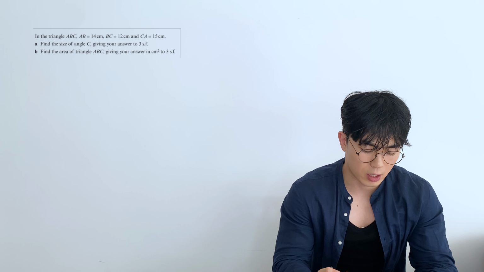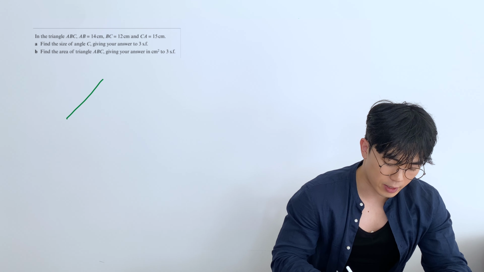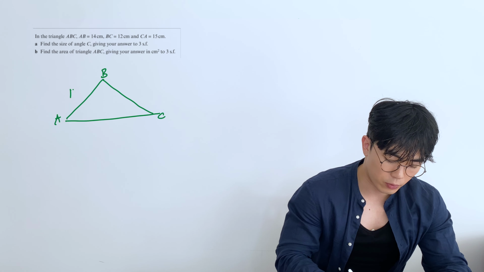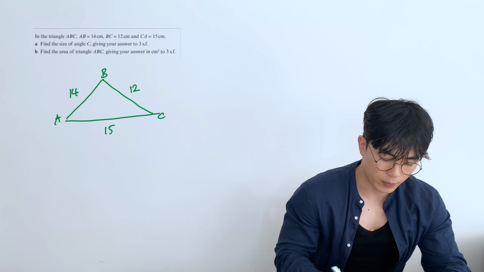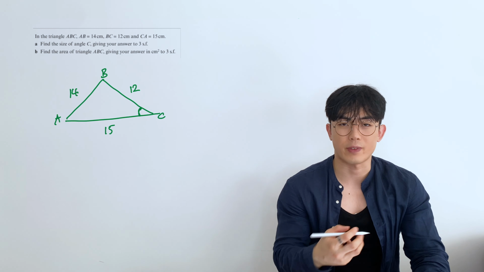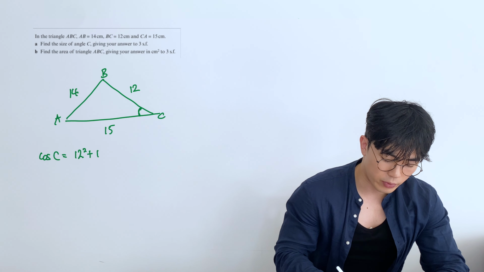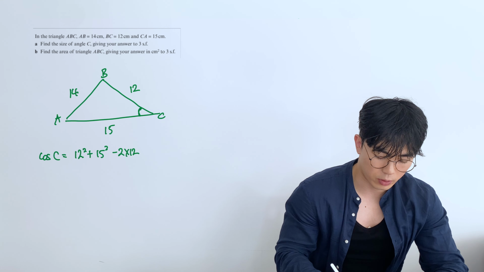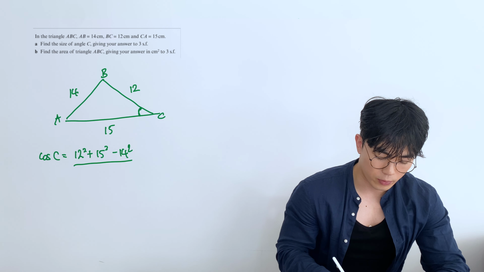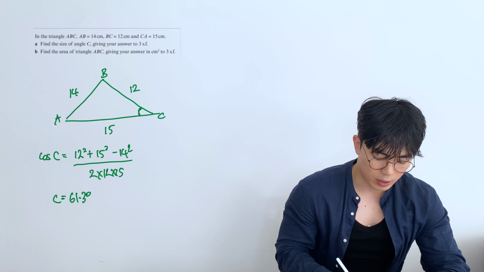Okay, so let's try one final example. In the triangle ABC, AB is 14, BC is 12, and CA is 15. So if we were to draw it, we'll have ABC. AB is 14, BC is 12, and CA is 15. Find the size of the angle C, so this angle here. Okay, so we know three lengths and we're trying to find an angle, so cosine rule. So cos C is equal to 12 squared plus 15 squared minus 14 squared, all over 2 times 12 times 15. And C comes out to be 61.3 degrees.